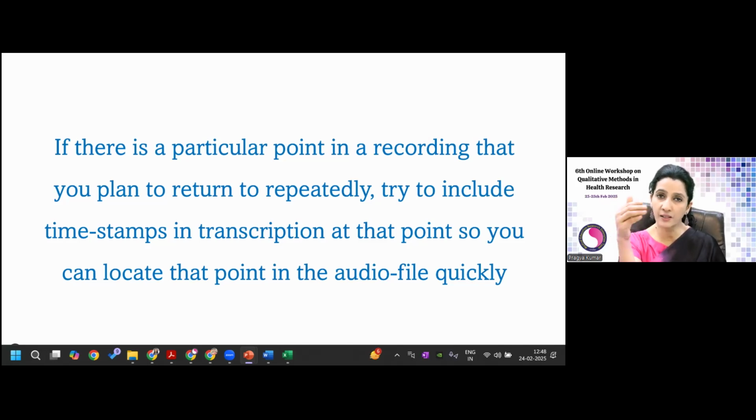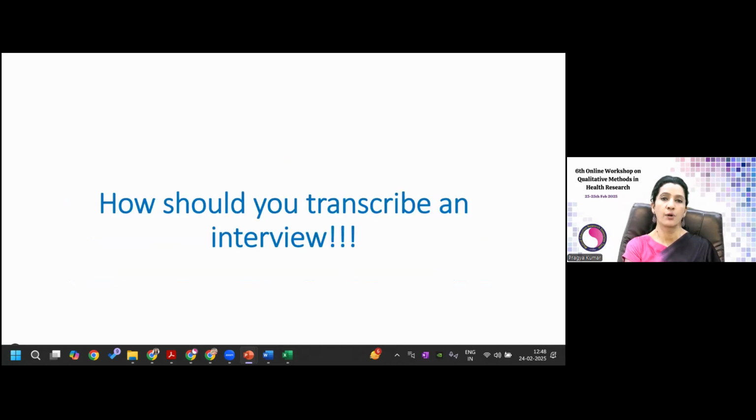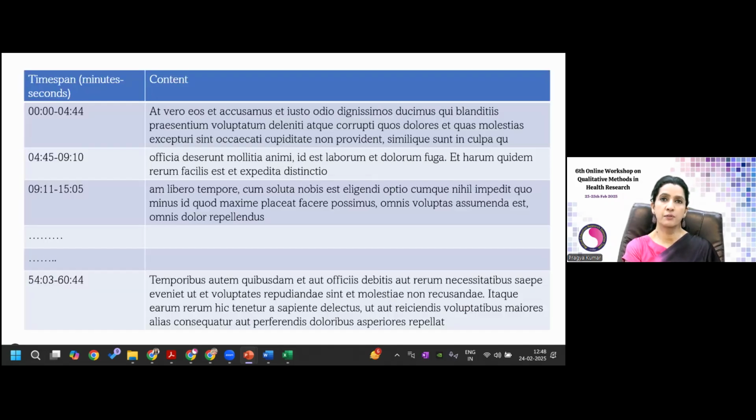So that if the other person is checking, if you are asking your friend or your mentor or maybe a social worker to help you in identifying that particular word or sentence, then through that timestamp, you can go and check that. So timestamp is very important. So how should you transcribe an interview? This we have seen.